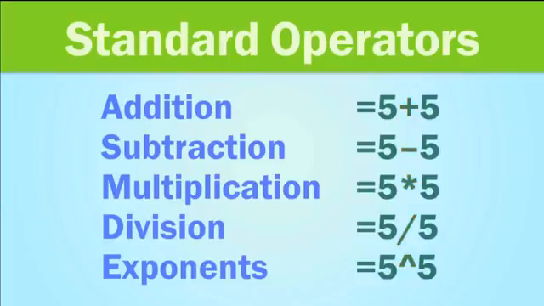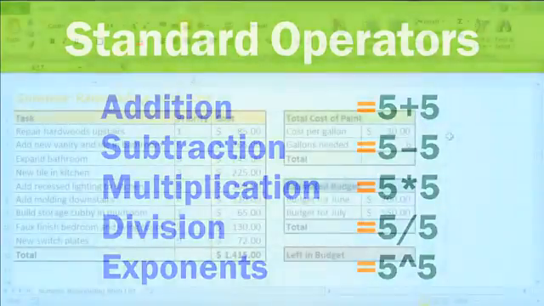You're probably used to seeing equations like 5 plus 5 equals, but in Excel, the equal sign comes first. This is because the cell itself contains or is equal to the formula and its value.